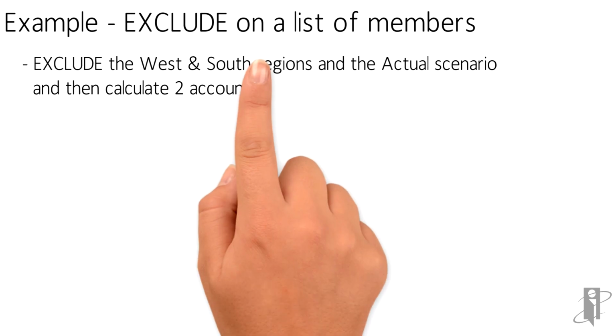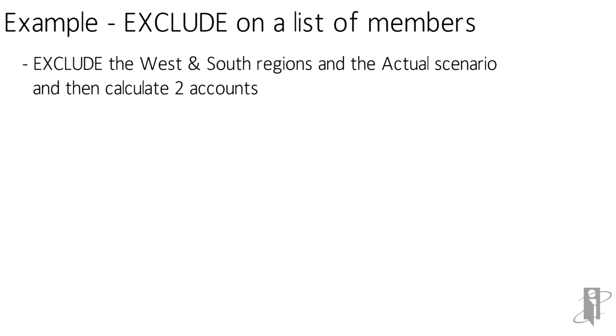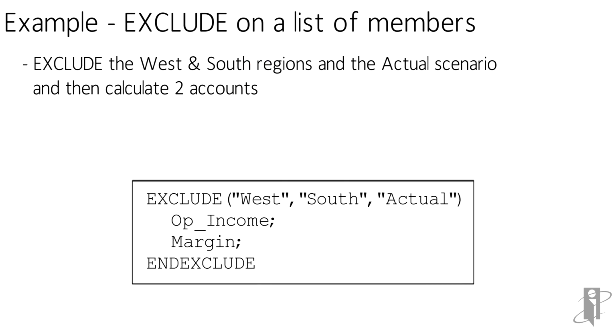Now we can do a list of members, and in my case here, I'm pulling members from multiple dimensions. Now if I said exclude West, South, op income margin, it would do exactly what you expect. It's going to calculate all the markets except West and South. But notice in my example here, I said West, South, actual.